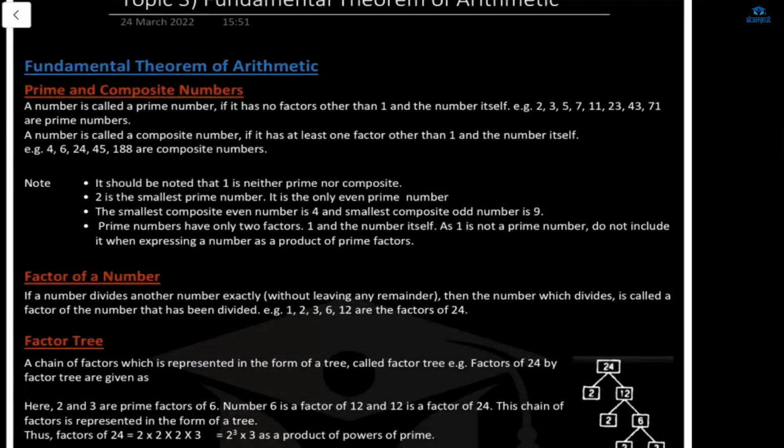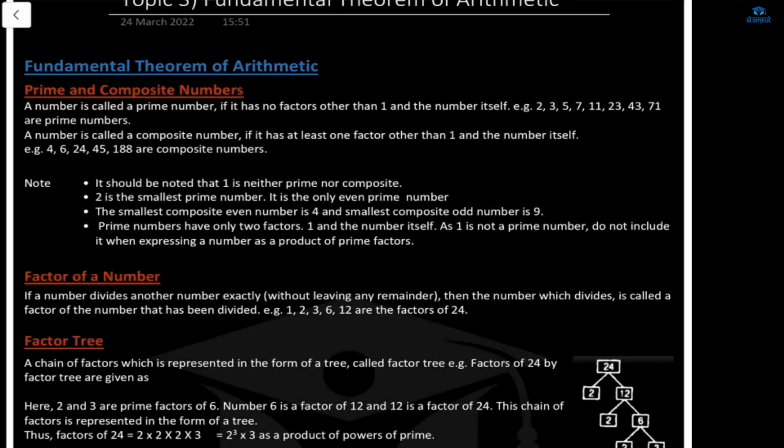So 1 is neither a prime number nor a composite number. 2 is the smallest prime number. It's the only even prime number, already explained. The smallest composite even number is 4. If you're talking about the smallest composite number, it will be 4. And if you're talking about the smallest even composite number, then also it is 4. But the smallest odd composite number will be 9.